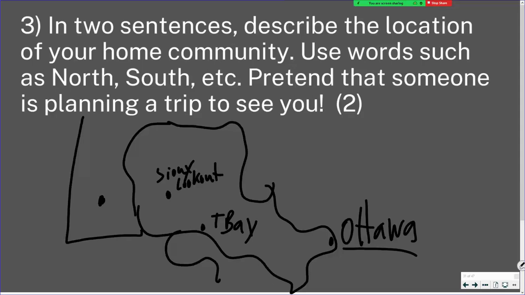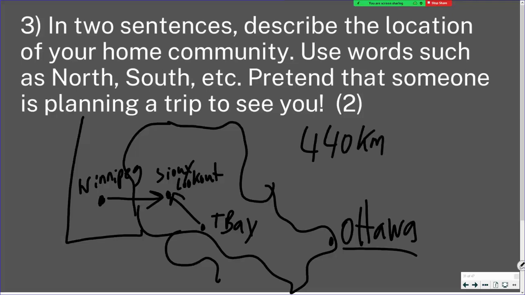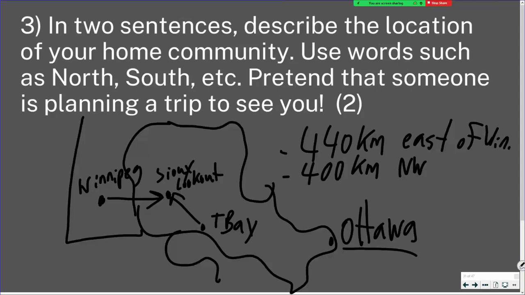I'm from Sioux Lookout. And Sioux Lookout is halfway between Winnipeg and Thunder Bay. But if I want to use directions, like north, south, I could say, you know, Sioux Lookout is like 440 kilometers east of Winnipeg. And I'm like about, I don't know, I'm just guessing here, but about 400 kilometers northwest of T-Bay.